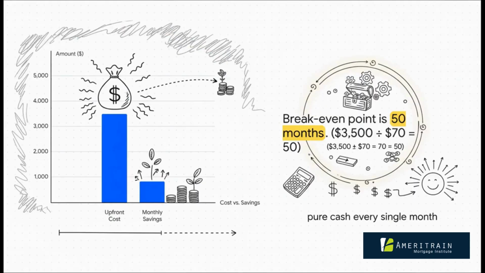But here's the real question you have to help your client answer. Is it a good deal? This is where your expertise shines. You calculate the break-even point. Just divide the upfront cost by the monthly savings, and you can show them exactly when that investment starts paying off. In this case, after 50 months, that $70 a month is pure savings.